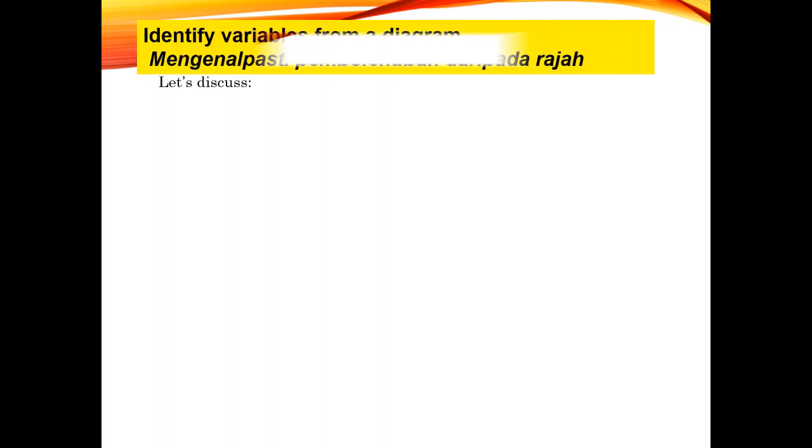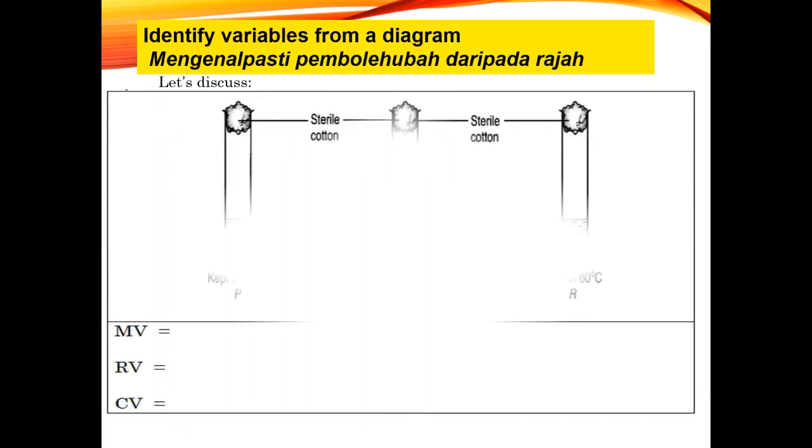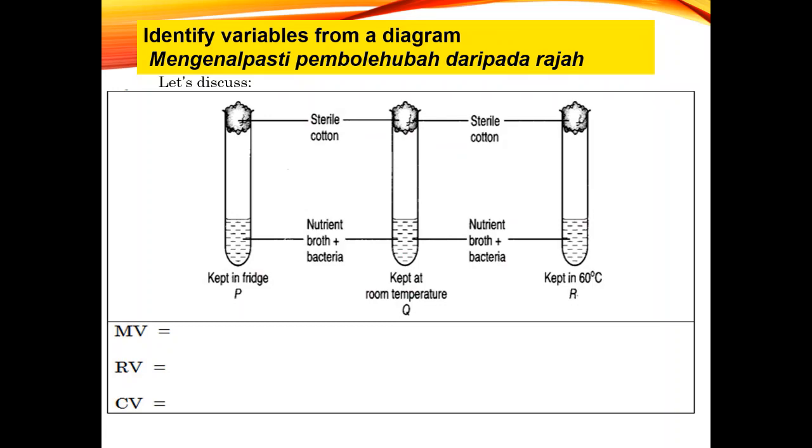Next, we move on to this example. Also identify the variable from the diagram. So if the question gives you a diagram like this, 3 test tubes, which contain the nutrient broth and the bacteria. For the manipulated variable, you need to find out what is the difference. The first one, they kept in the fridge, and then Q kept at the room temperature, and then R kept in the 60 Celsius degree.